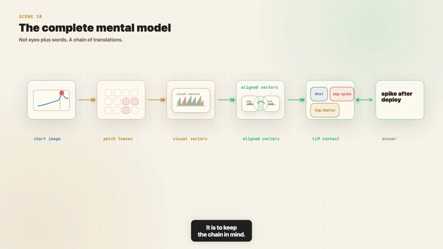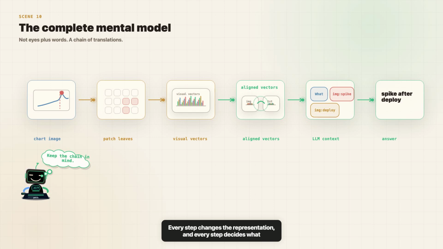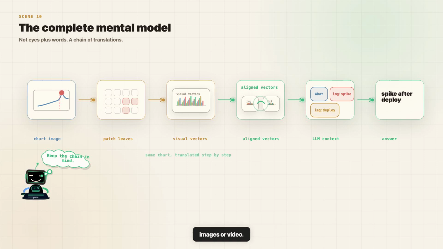The important thing is not to memorize one architecture. It is to keep the chain in mind. Every step changes the representation, and every step decides what evidence survives. That is the model to keep when a product says it understands images or video.